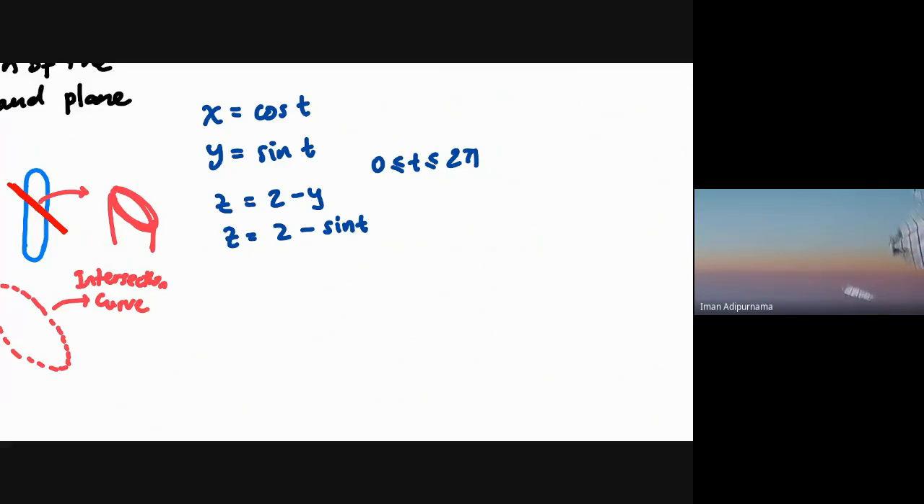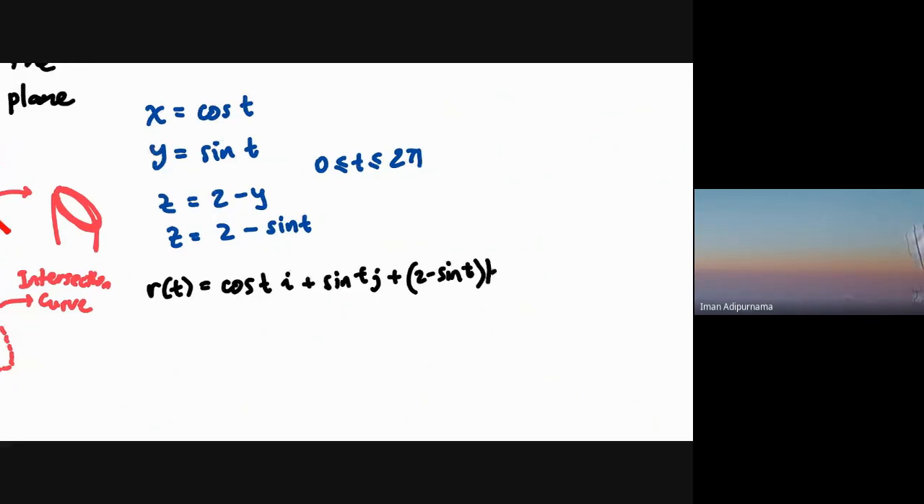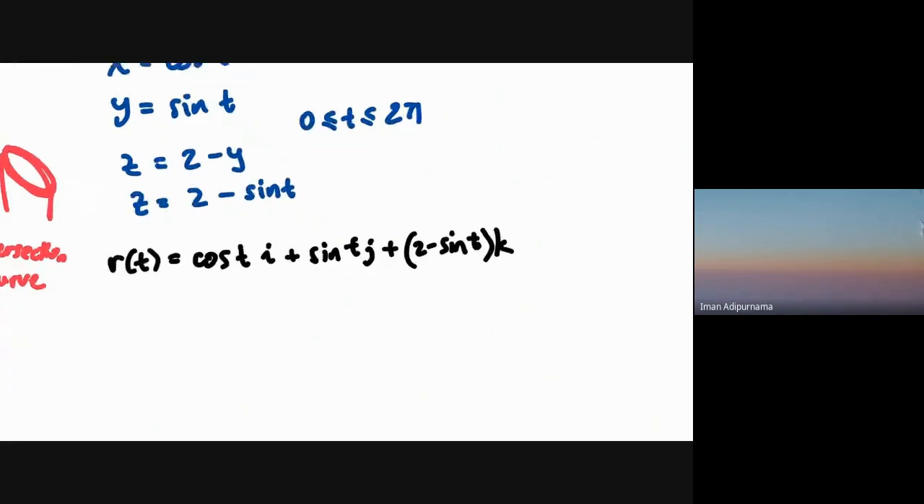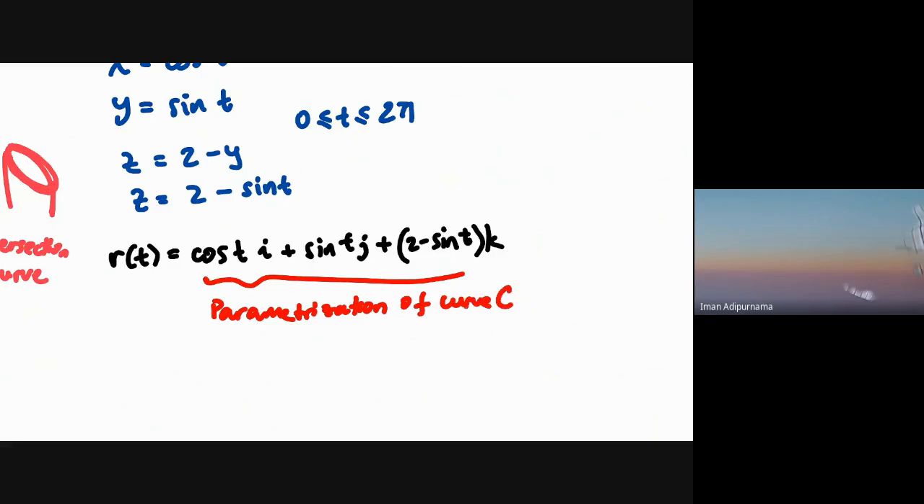So the corresponding vector is, this is called the parametrization of curve C.